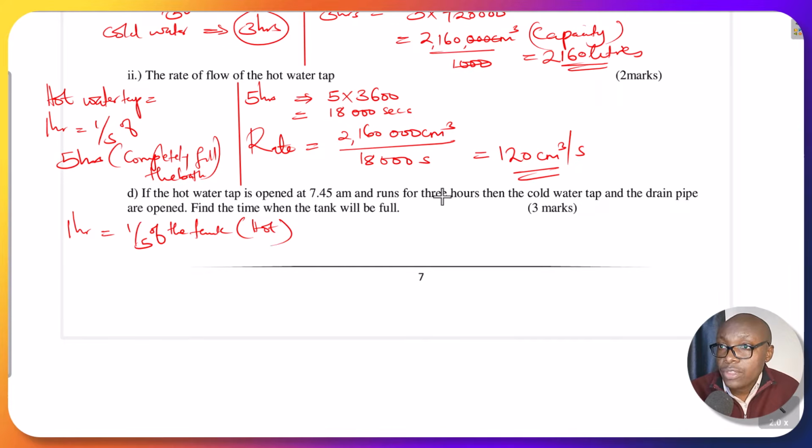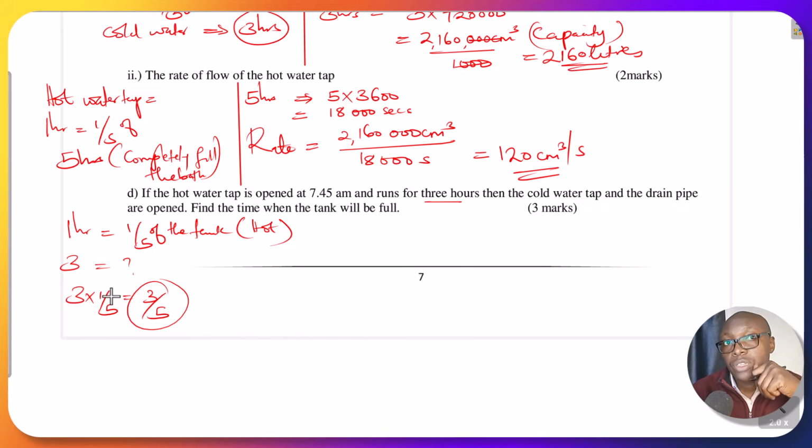So it runs for 3 hours. So what about in 3 hours? What fraction will it have filled? So simply multiply 3 times 1/5, and this will give 3/5 of the tank. So after 3 hours, this is the fraction that will be filled by the hot water tap. Then the cold water tap and the drain pipe are opened. So after that, the 3 of them will be running.